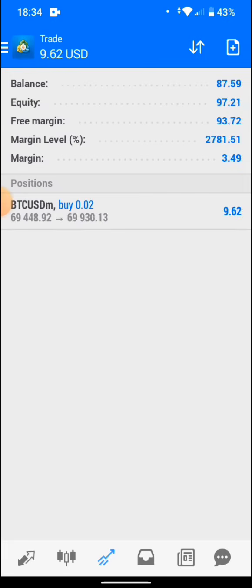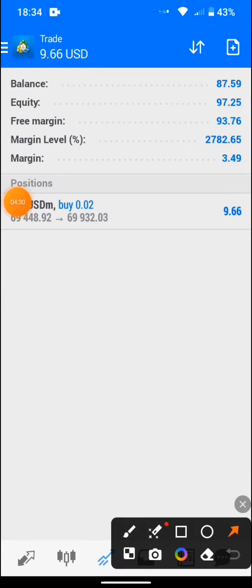Break even is basically where you set your stop loss as your entry price. In this case, this was our entry price when Bitcoin was at 69,448.92. That's when we entered. And when we say buy, we say the price of that particular asset is going to go up. So for this trade, we are longing Bitcoin, or we are buying.